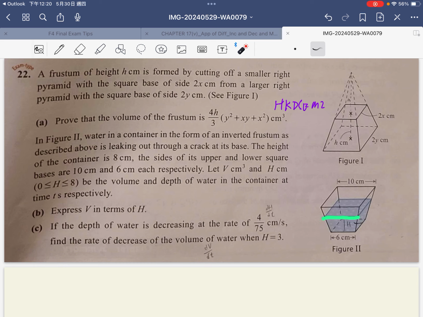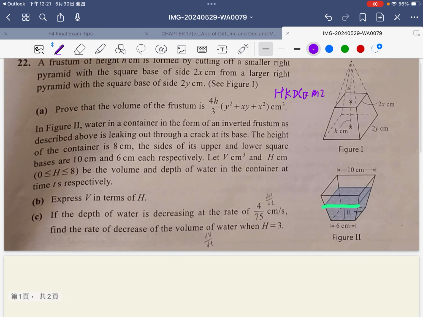The other base of the pyramid is 2y times 2y, a square base also. Prove that the volume of the frustum is equal to 4h over 3 times y squared plus xy plus x squared.